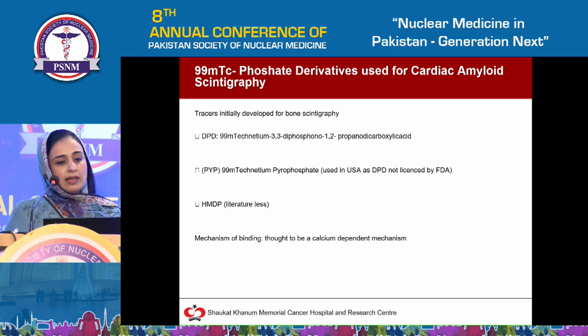So the tracers which were developed for bone scintigraphy are commonly used. The most studied one is DPD. And I think that's not approved in the US, so they use technetium PYP. HMDP has less literature, but is also being used. The mechanism of action is thought to be binding by a calcium dependent mechanism. There might be microcalcification in the amyloid deposits.